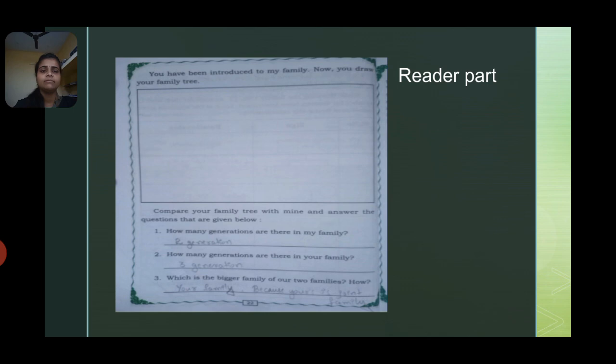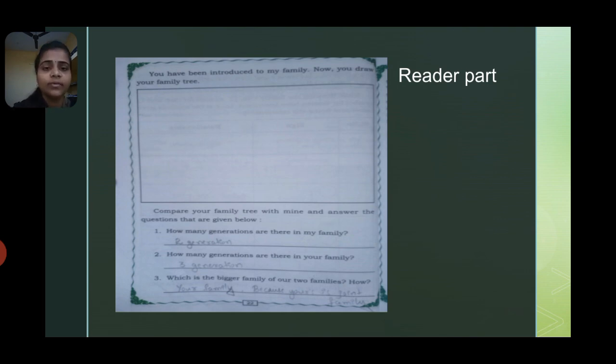For example, in my family there are 2 generations, so I wrote that. In the second question, you have to write about your friend's family, how many generations are there. Then compare whose generation is more, and whose family has more generations, you have to write in the third question.